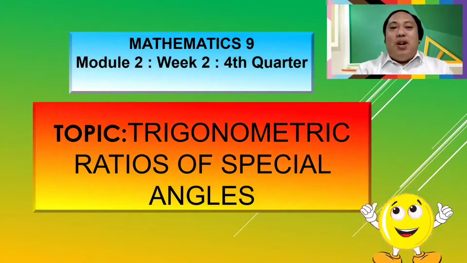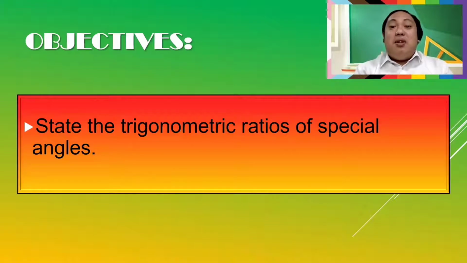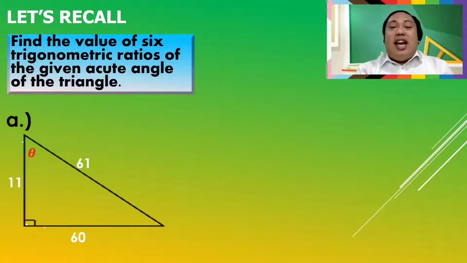So our lesson for this morning is about trigonometric ratios of special angles. Our objectives: state the trigonometric ratios of special angles and find the trigonometric ratios of special angles. Let's recall. Last time, we discussed the 6 trigonometric ratios, namely the sine, the cosine, the tangent, the cosecant, the secant, and cotangent. So this time, let's apply what you have learned last time.